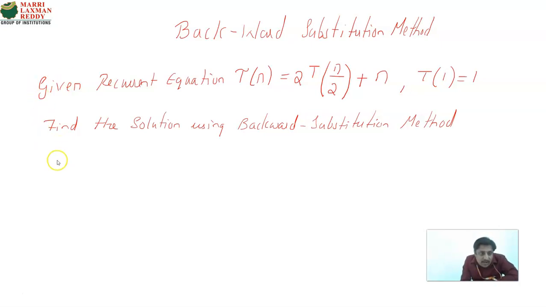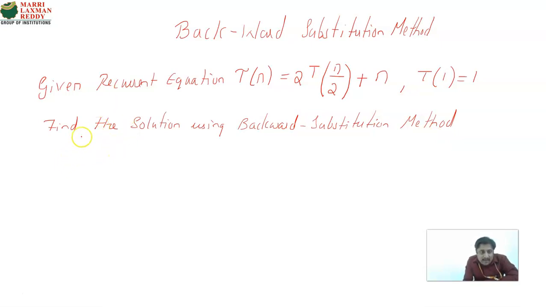So the equation that is given is T(n) = 2T(n/2) + n, and the base value is T(1) = 1. We have to find the solution using the backward substitution method.